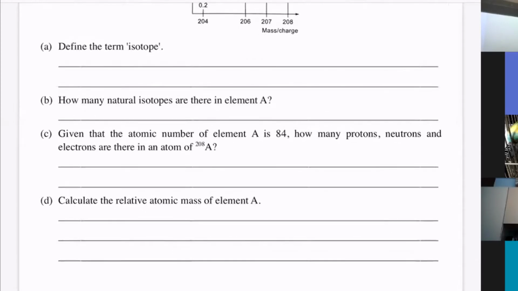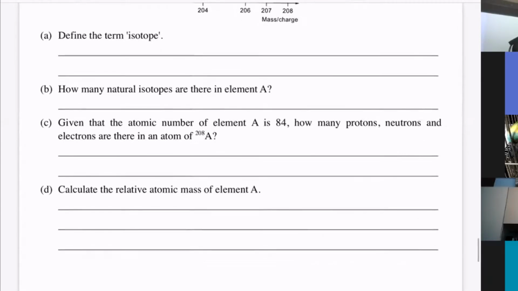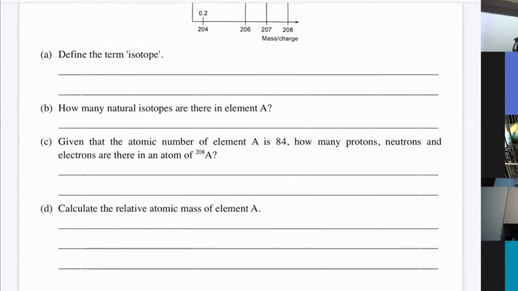Okay, so first one, define the term isotope. This time we work backwards. Linus, what's the definition for isotope? Different atoms of the same element with different numbers of neutrons but the same number of protons. Yep, very good. Then how many natural isotopes are there in element A?